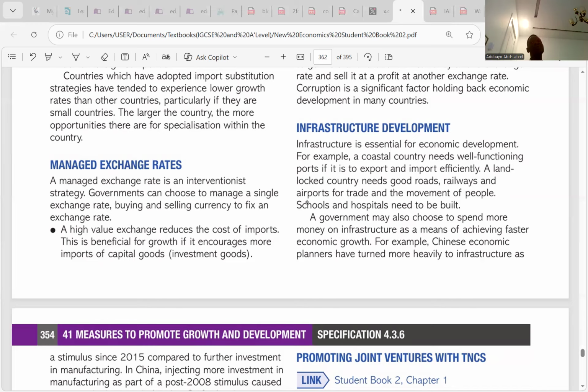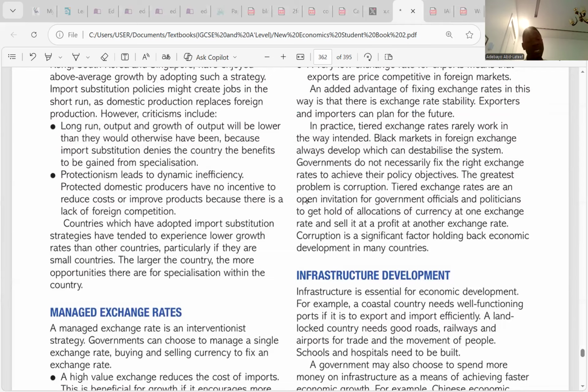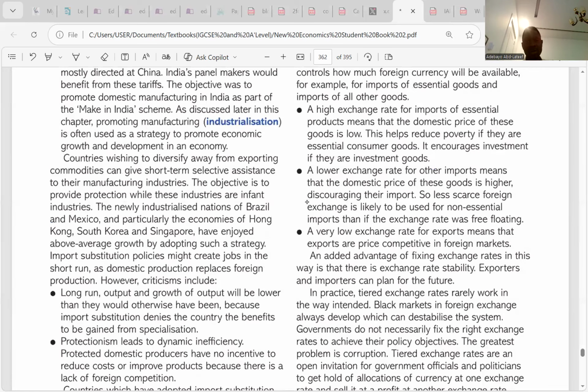So if the government of a country feels that it needs to import capital goods, it simply means you have to increase your exchange rate to make imported goods become cheaper. So if the goal is to import capital goods for investment, then increasing the exchange rate will become beneficial to the economy because capital goods become cheaper to buy. Do you get the point?